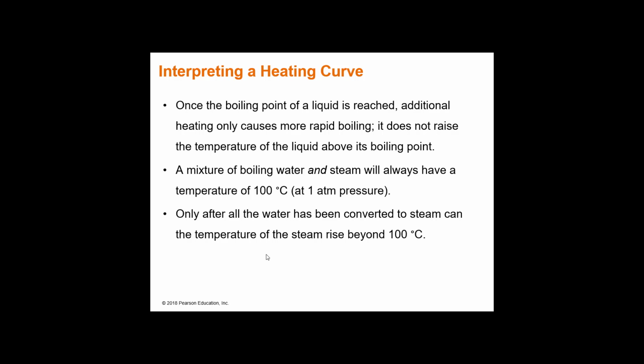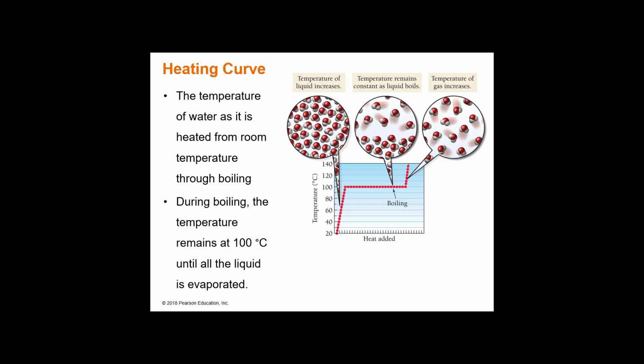It does not raise the temperature of the liquid above its boiling point, and I'll explain what this means. A mixture of boiling water and steam will always have a temperature of 100 degrees Celsius at 1 atm. Only after all the water has been converted to steam can the temperature of the steam rise. So what does that mean? I'm going to show you.